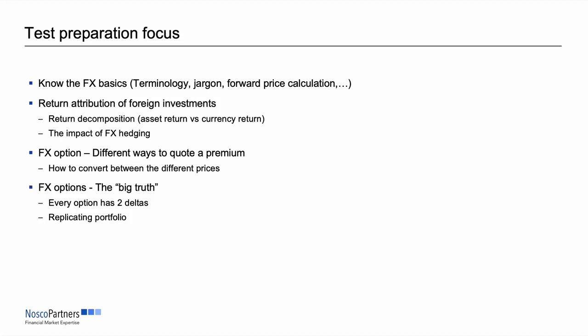And finally, we saw in this module that an FX option can be replicated dynamically as a position in the base currency and a position in the quote currency. We called this the big truth because it showed us that every option has in fact two deltas, not just in FX. But one step at a time.